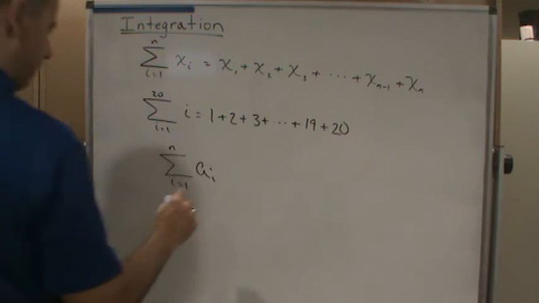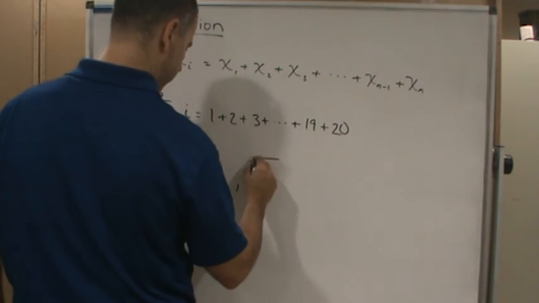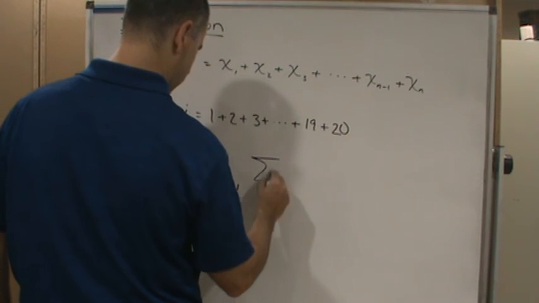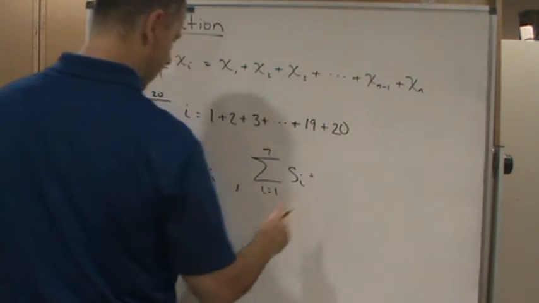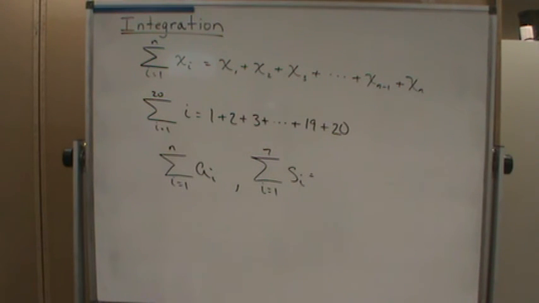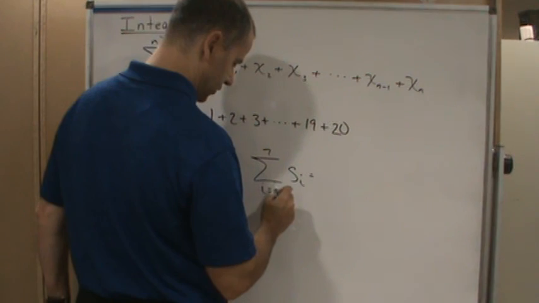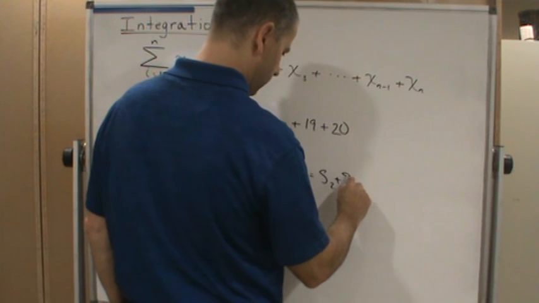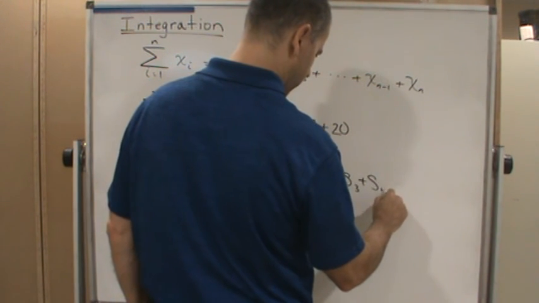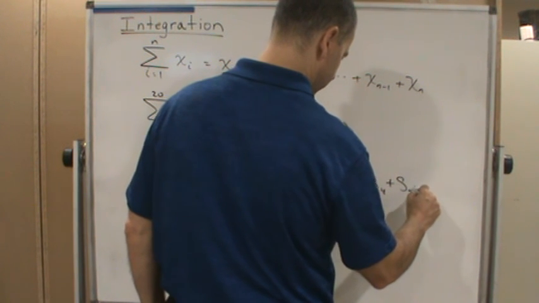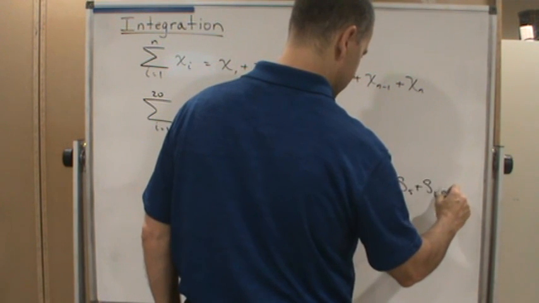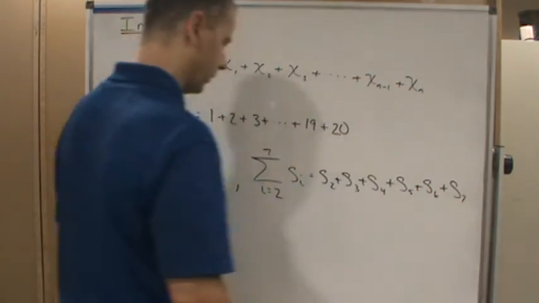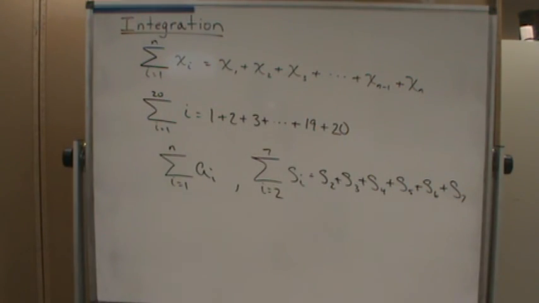So for example, we could have i equals 1 to 7 of s of i. We don't even need to start at 1. We could start at 2, actually. So this would mean s of 2 plus s of 3 plus s of 4 plus s of 5 plus s sub 6 plus s sub 7. You get the idea.